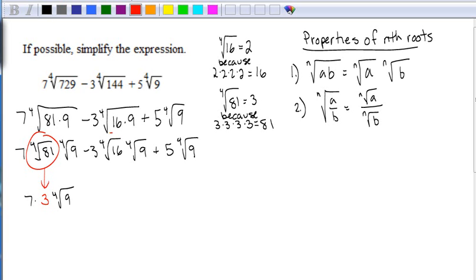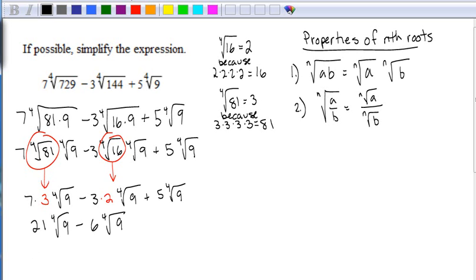Same idea here. We know the fourth root of 16 is 2. So we'll leave the minus and the 3, and we'll call the fourth root of 16 a 2. And we'll leave the fourth root of 9, and let's not change anything on the last one. So what this becomes is 21 times the fourth root of 9 minus 6 times the fourth root of 9 plus 5 times the fourth root of 9.